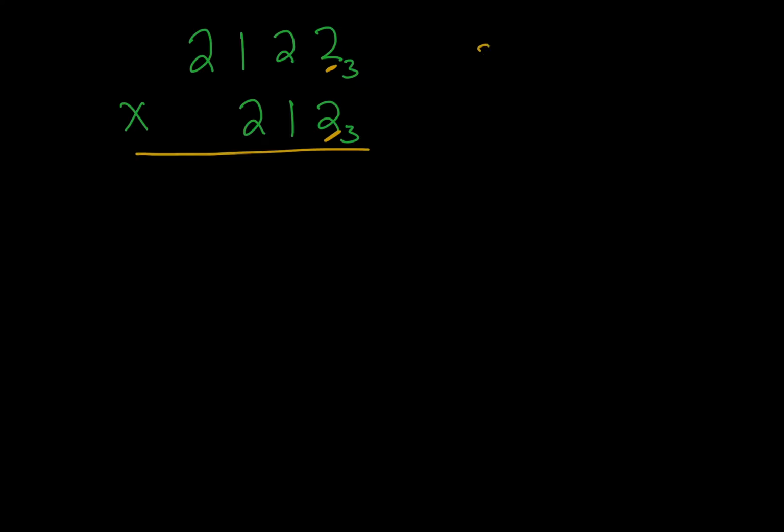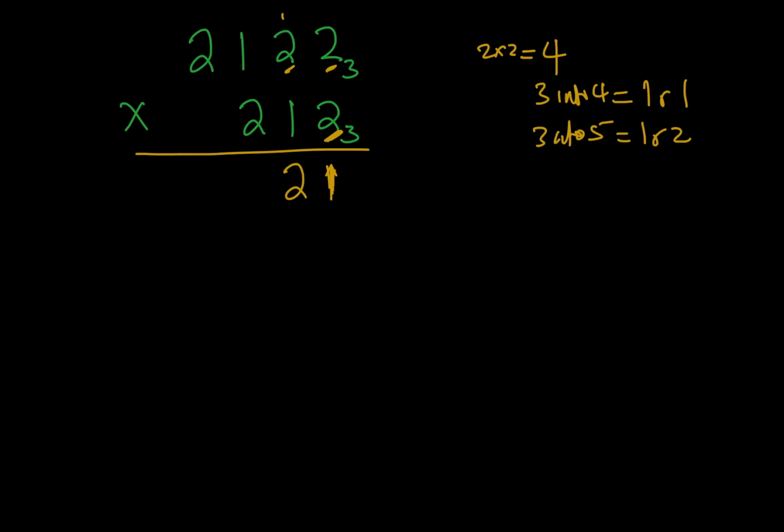2 times 2 is 4, but we cannot write 4 because we're working in base 3. So it's going to be 3 into 4, which gives us 1 remainder 1. So we write 1, and then the remainder will be here, like this. So this 2 multiplied by this 2 is 4. We add a 1, we get 5. So 3 into 5 is 1 remainder 2. So we write 2 and carry the 1. We put that 1 here again.